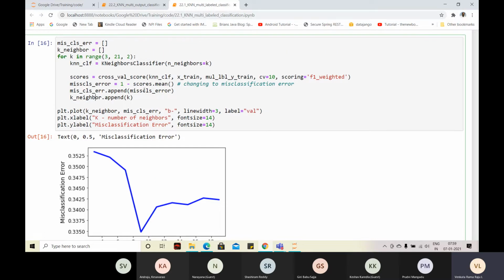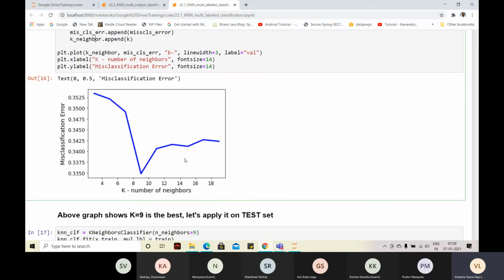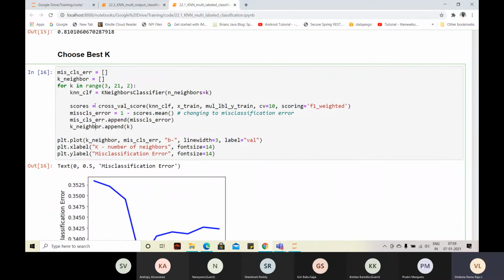So I chose K. This is called an elbow curve. You know, it looks like an elbow, right? Maybe a twisted elbow a little bit, but it looks like an elbow. It is called an elbow curve. We'll do the elbow curve like this.